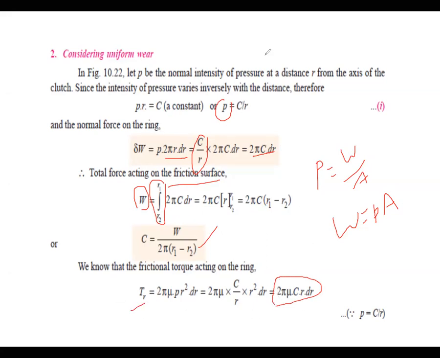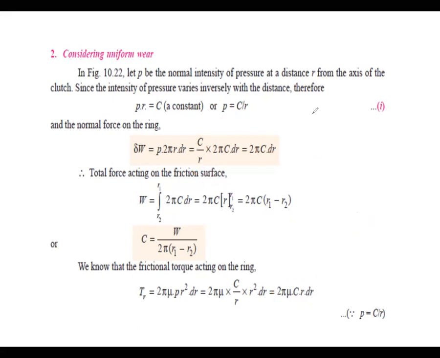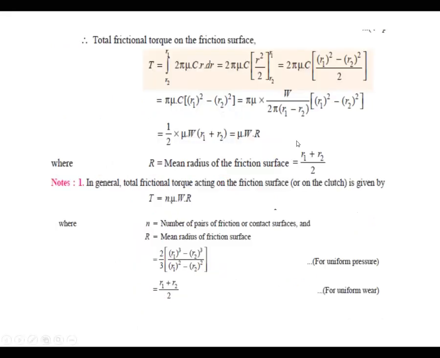Once we know the frictional torque here, we can go for knowing the value for uniform wear. So the torque for uniform wear is mu into W into R, where R is equal to R1 plus R2 by 2, the mean radius.